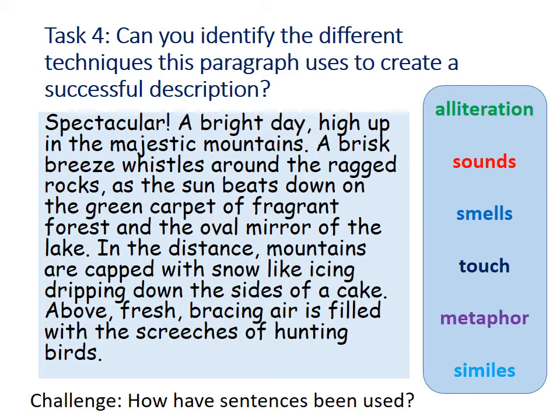So let's see how these different techniques have been used. Let's start with alliteration. So we can see a few phrases that have been used, and they're quite interesting and memorable. We've got an adjective with a noun: majestic mountains, brisk breeze, and fragrant forest.